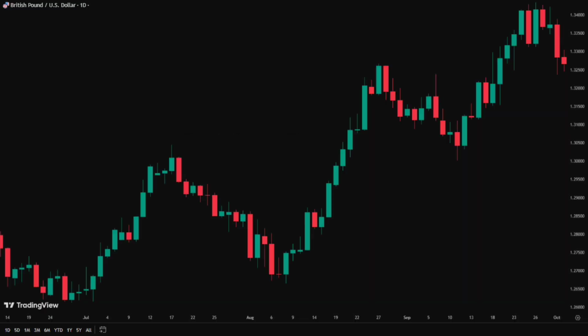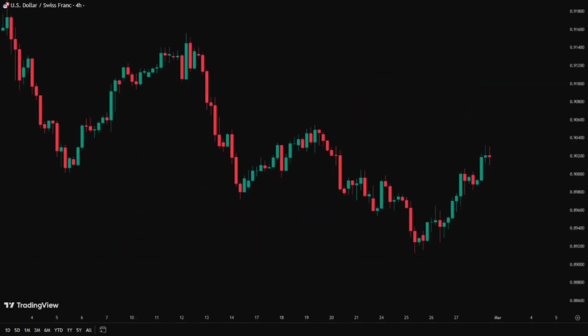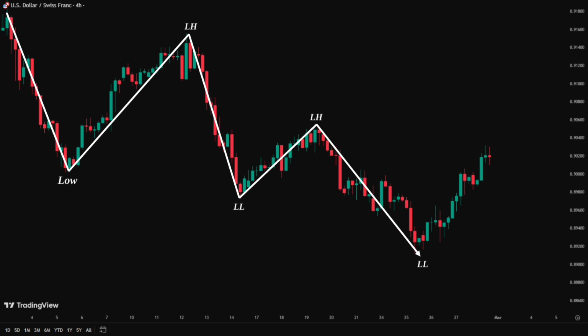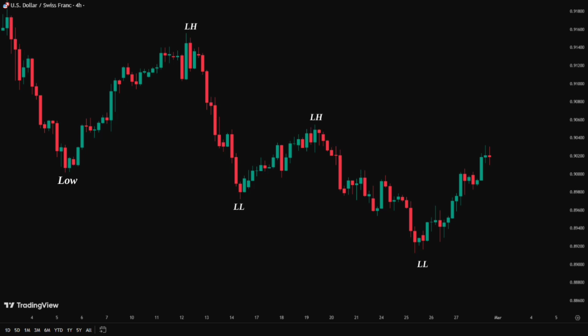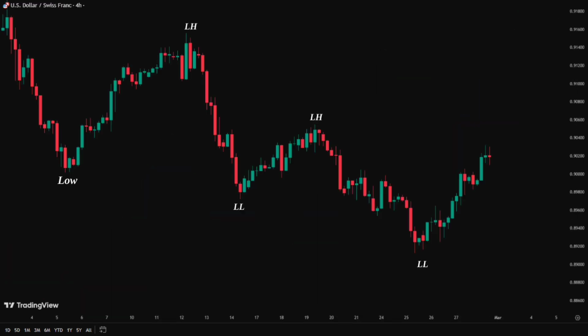On the pound-dollar daily chart, price had been printing higher highs and higher lows for several weeks. On the 4-hour chart, price pulled back and started creating lower highs and lower lows. A trader looking only at the 4-hour chart would have flipped bearish immediately. But the daily structure was still completely intact. The 4-hour move was a pullback, not a reversal.